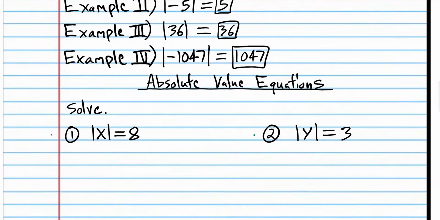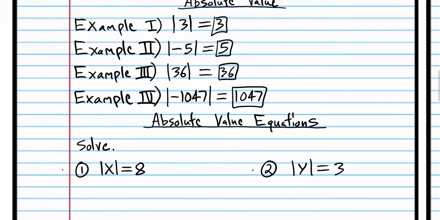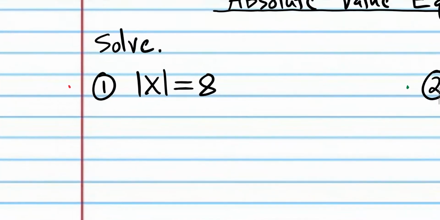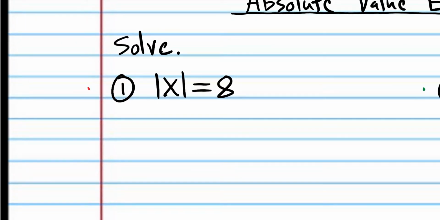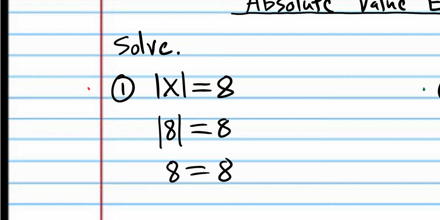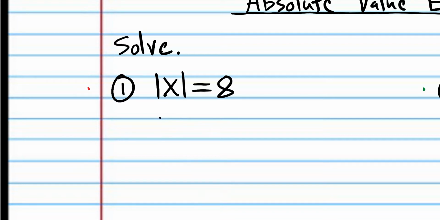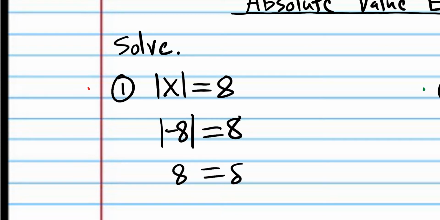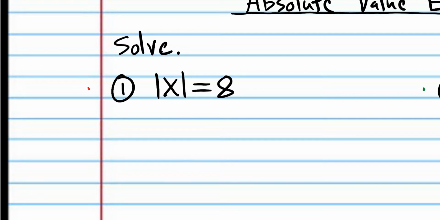So now we're going to do absolute value equations. And what this equation is asking is, what are the possible values of x that will make this equation work? So isn't it true that if we plug in 8, the absolute value of 8 is 8, so it works? Isn't it also true that if we plug in negative 8, the absolute value of negative 8 is 8, so that works too? Because again, remember, a negative inside the absolute value just changes to positive. So there are two solutions to this equation.